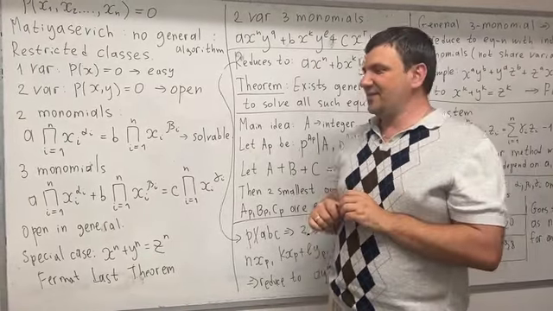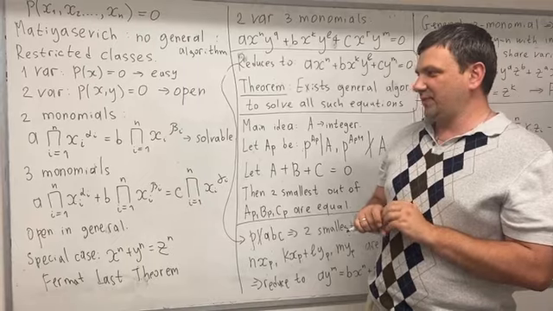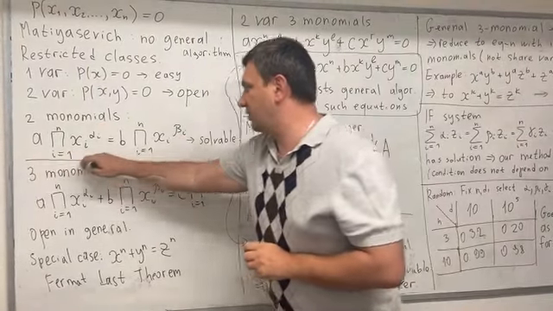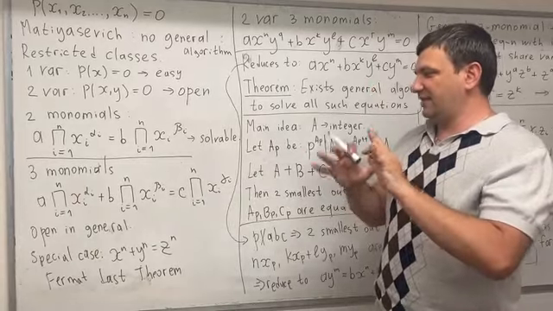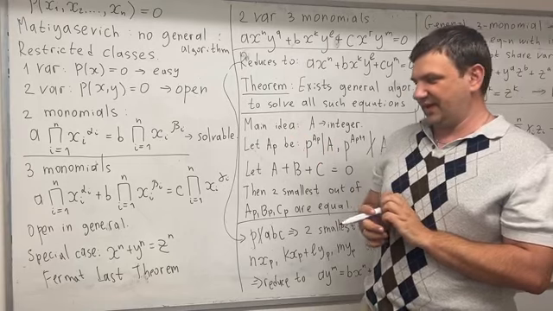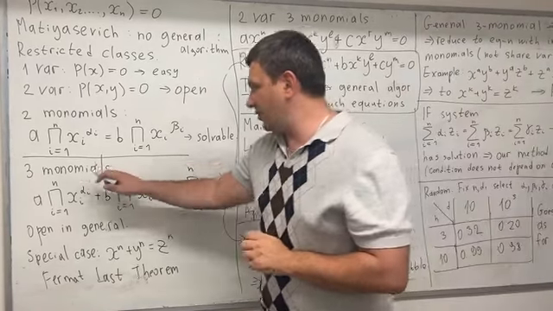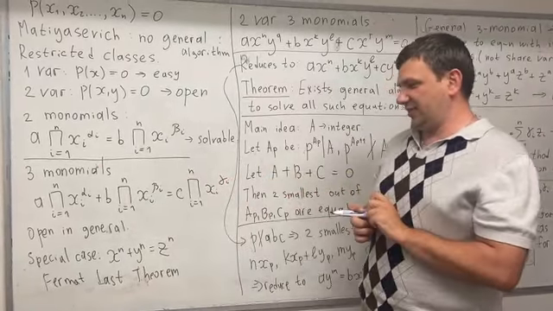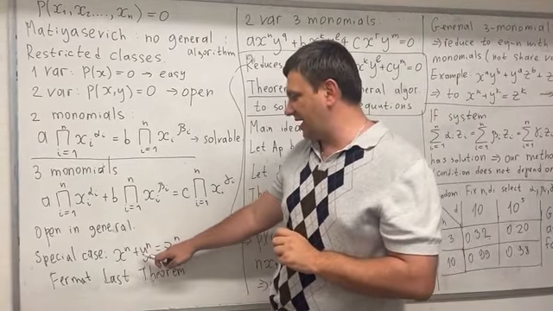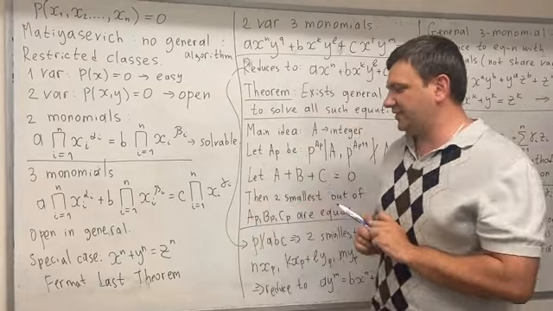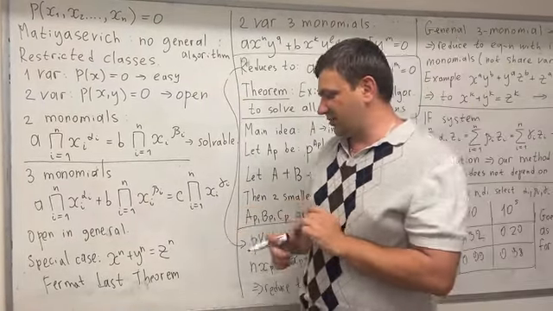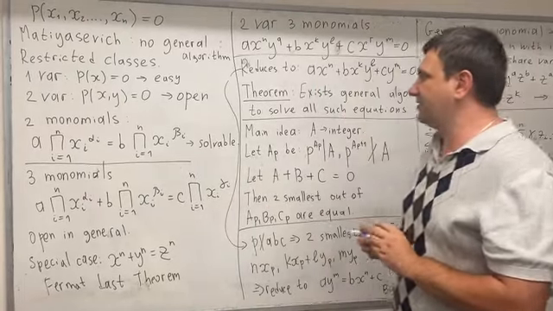Another restricted family is a restricted number of monomials. For two-monomial equations, in this form, it is well known that there is a general algorithm for solving all equations of this type. But for three-monomial equations, it's open in general. For example, a special case, x to the power n plus y to the power n equals z to the power n, is a three-monomial equation and is the subject of Fermat's theorem, a famous result.